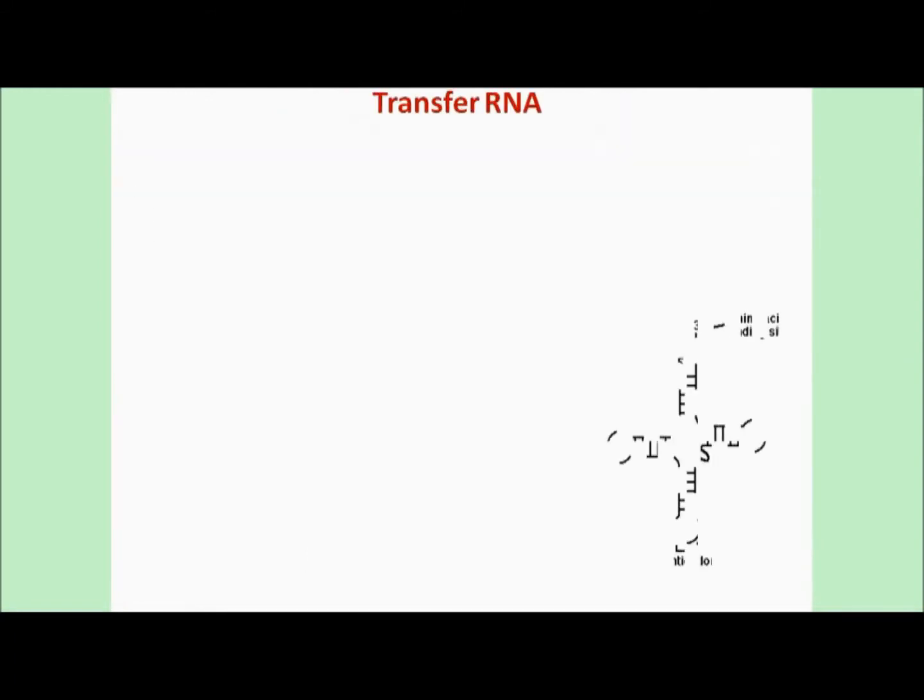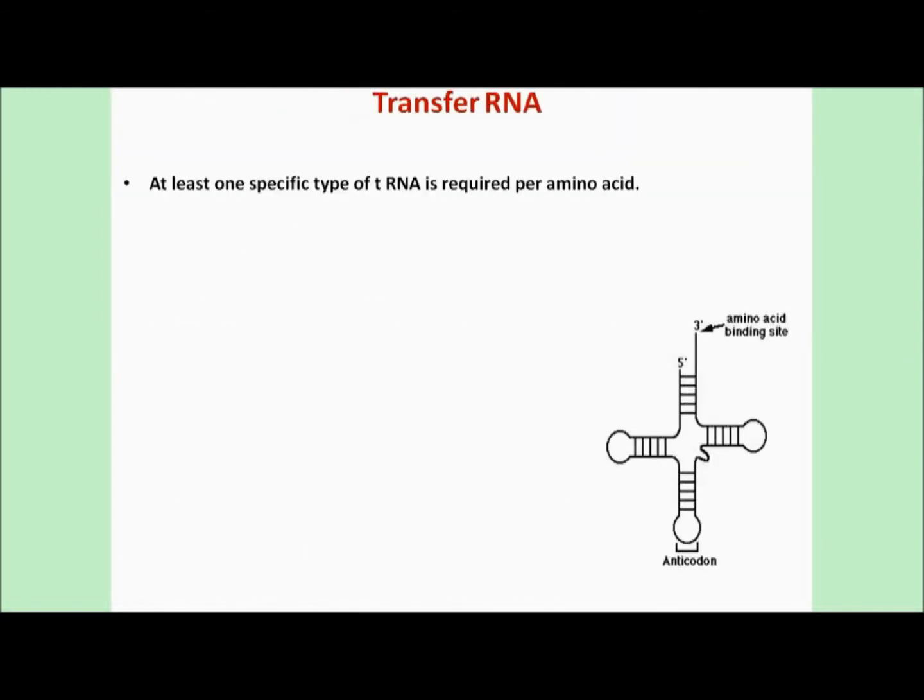Now transfer RNA. This is the structure of transfer RNA. This part is known as the anticodon part of the transfer RNA, whereas this is the amino acid binding site, where it carries the amino acid, right? At least one specific type of tRNA is required per amino acid.